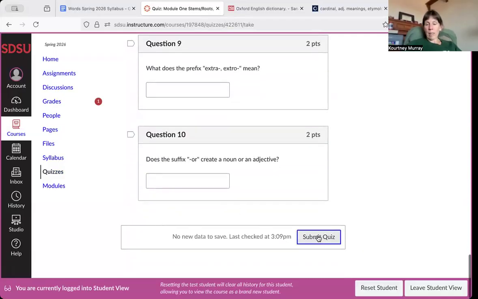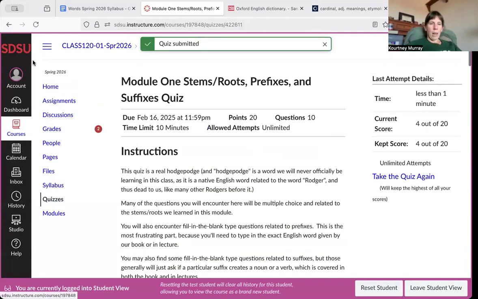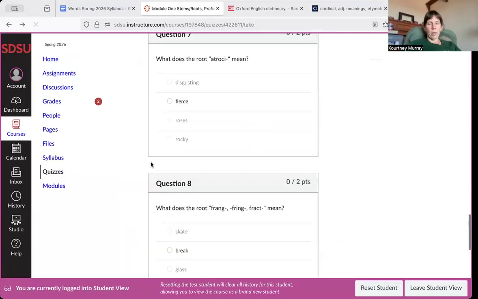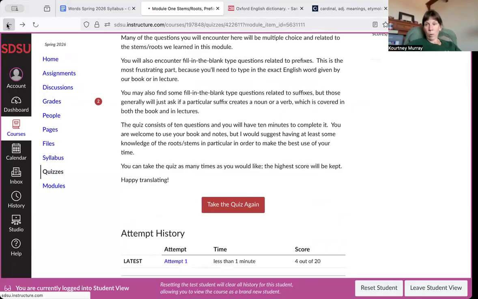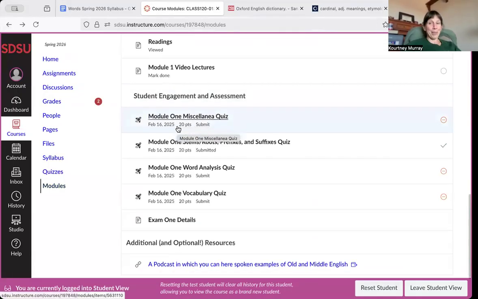So 10 questions, and then you submit the quiz, and you're on your way. So that's what quiz two looks like. And let's see if I can just hit back, to see what the stems and roots quiz looks like. We're not going to do this for every quiz. You're going to be able to experience it on your own.